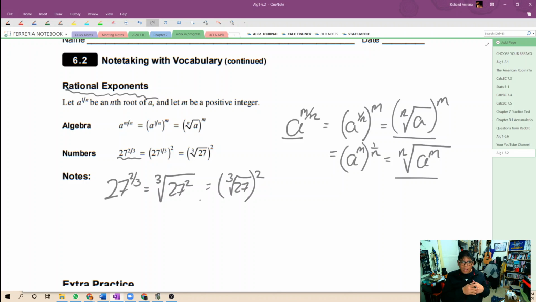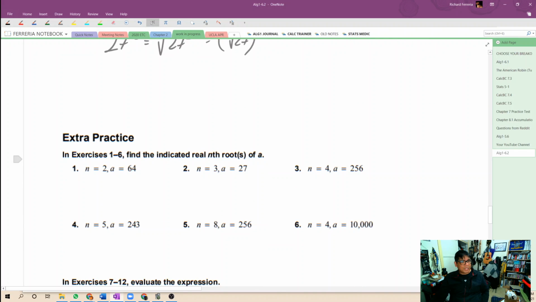Now that was a heck of a lot of core concepts with rational exponents, things that a lot of students aren't very familiar with. So we're going to have to go to this extra practice and try and figure this out. For questions 1 through 6, we're going to do the indicated nth root of a. So if we're doing the nth root of 64, that's like saying the 2nd root of 64.